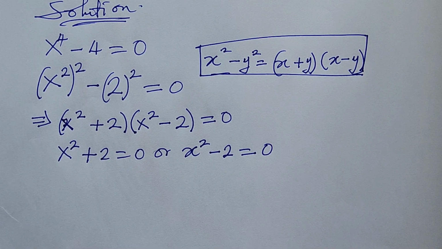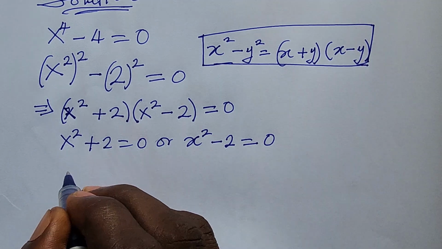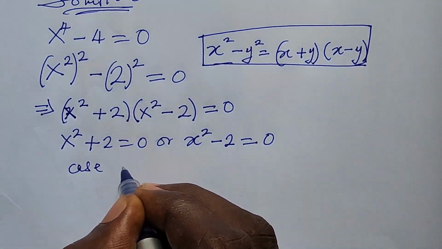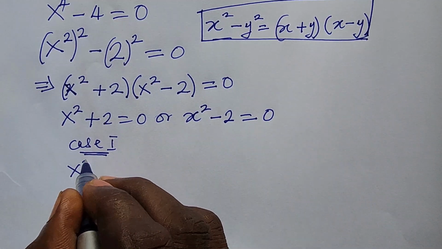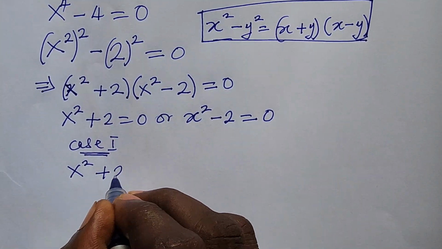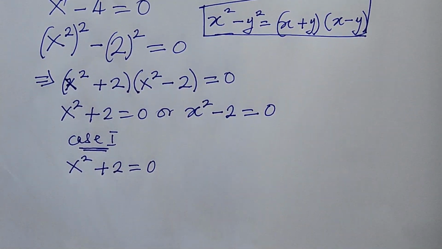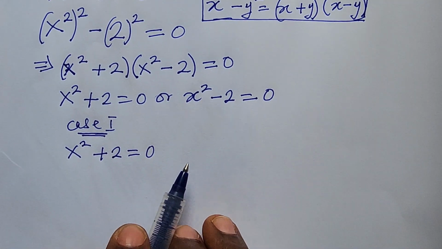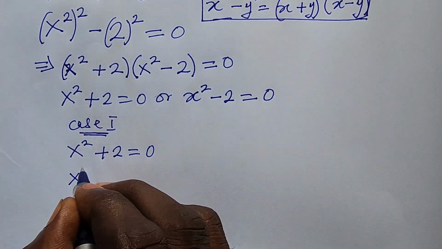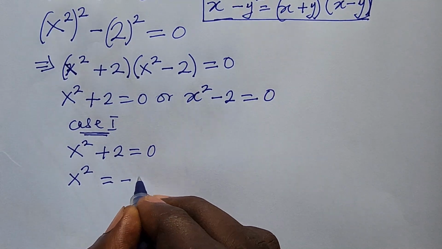So we have two cases here now. So let's take case 1. Our case 1, we have x squared plus 2 equal to 0. So not much work here. All we need to do is just to send this 2 to this side. So we now have x squared equal to minus 2.